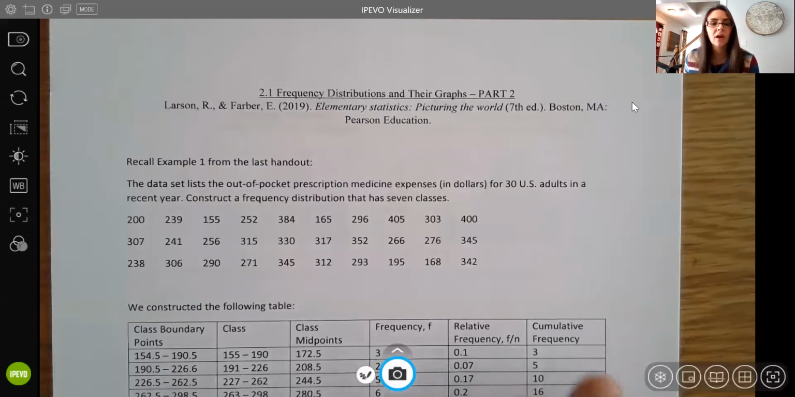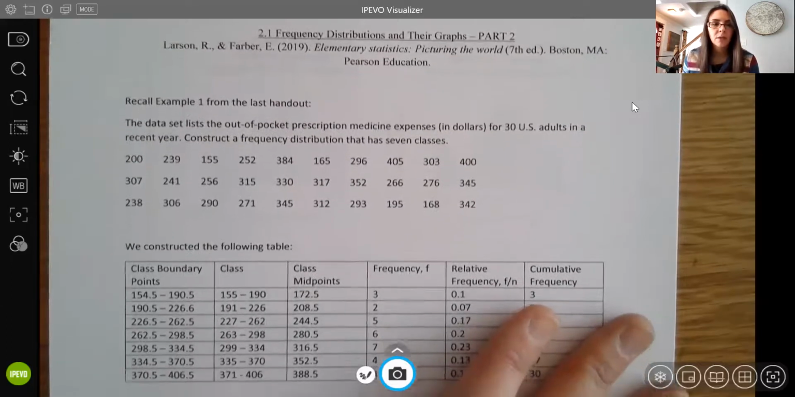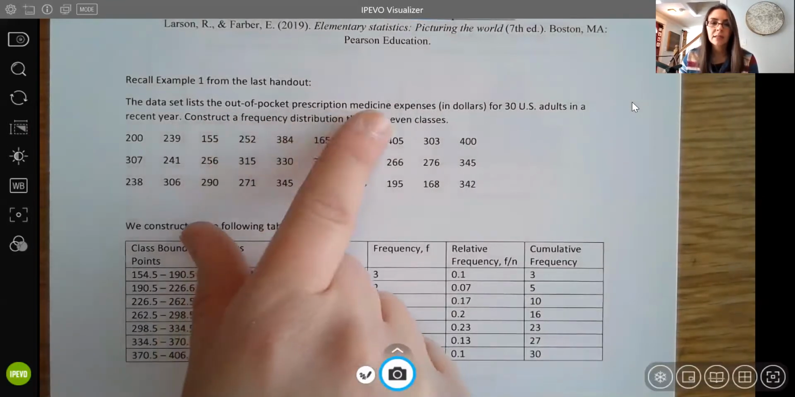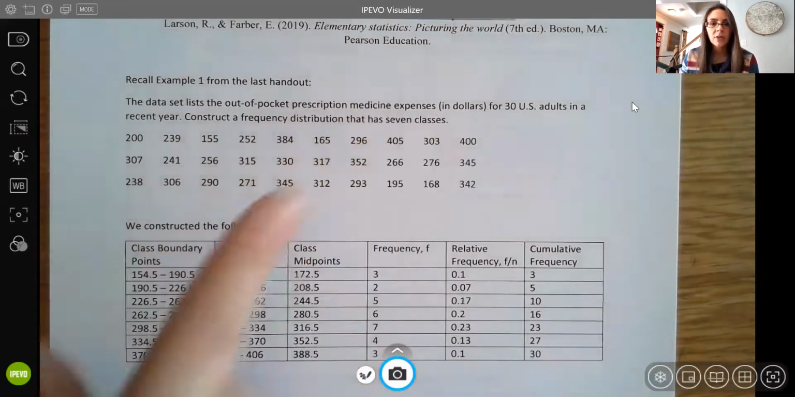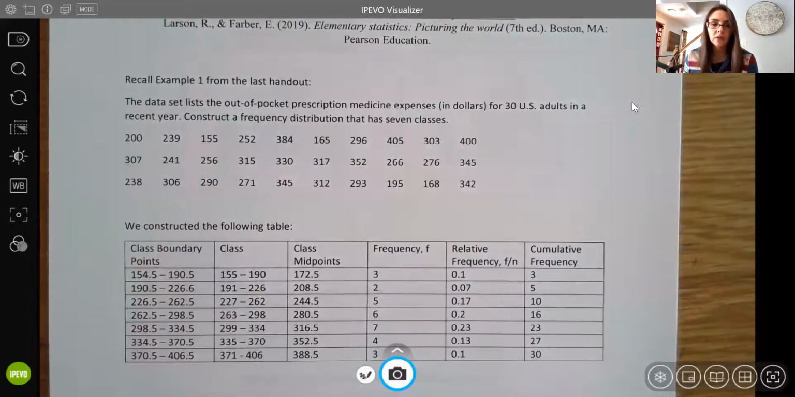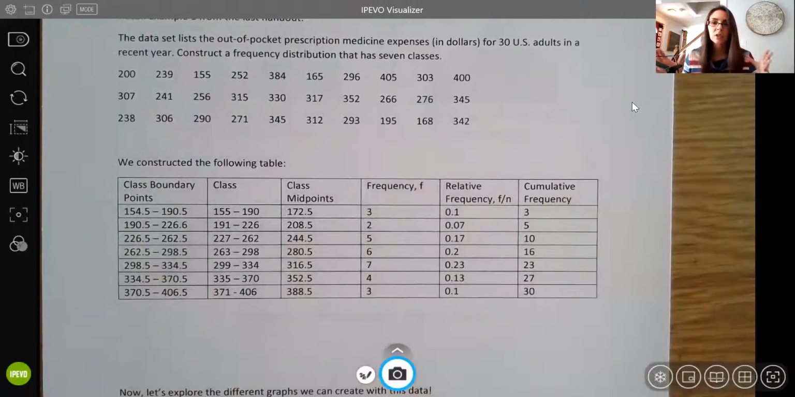So what I have here on the handout is just a recap of what we did really in the last couple videos. So we have that first example that we've been focusing on of out-of-pocket prescription medicine expenses in dollars for 30 US adults. So you have that original data set here that we worked with in the last few videos. And then this is basically all the work we did. I just kind of consolidated it into one table.